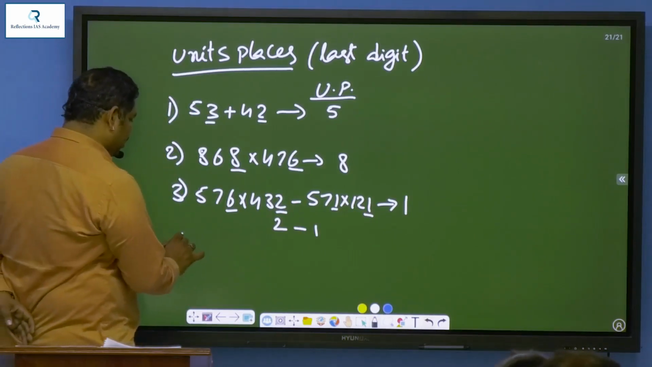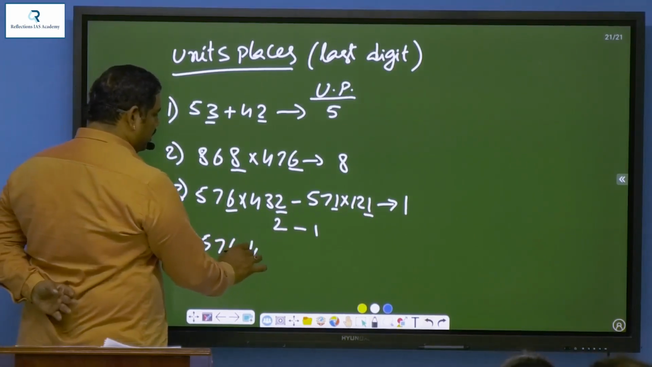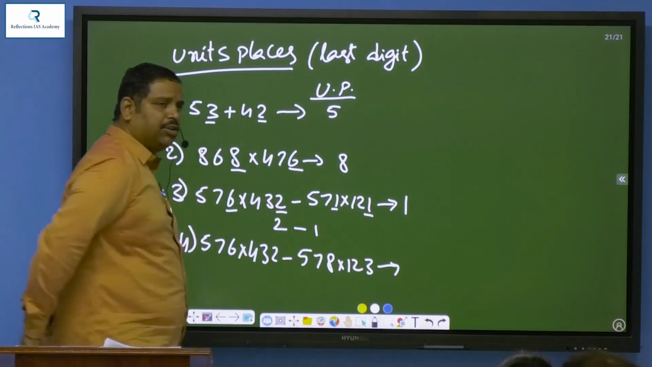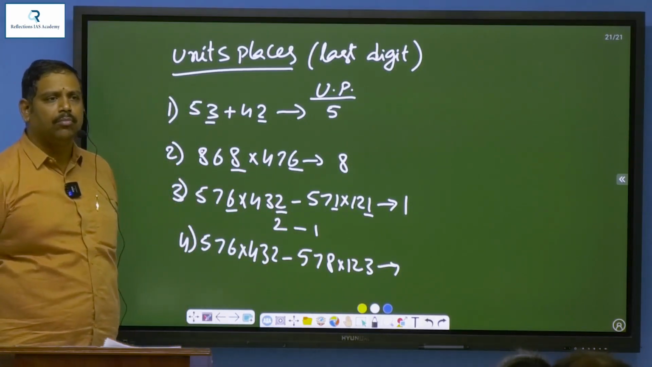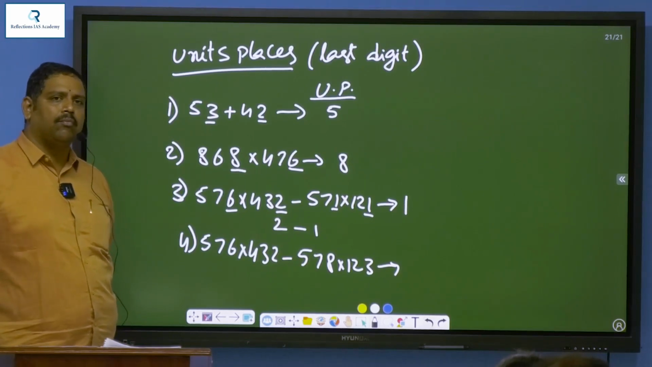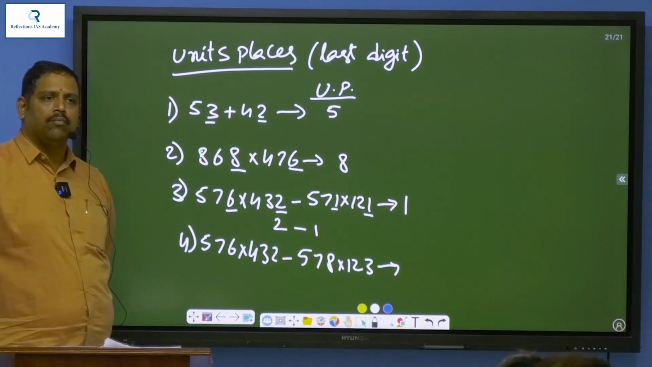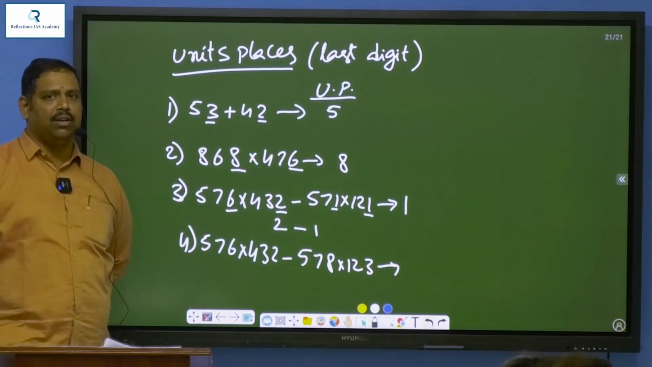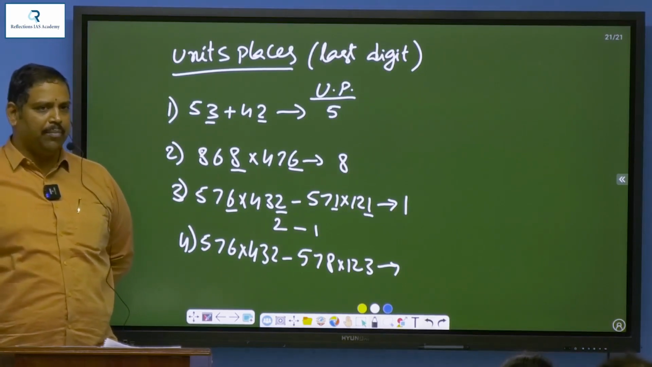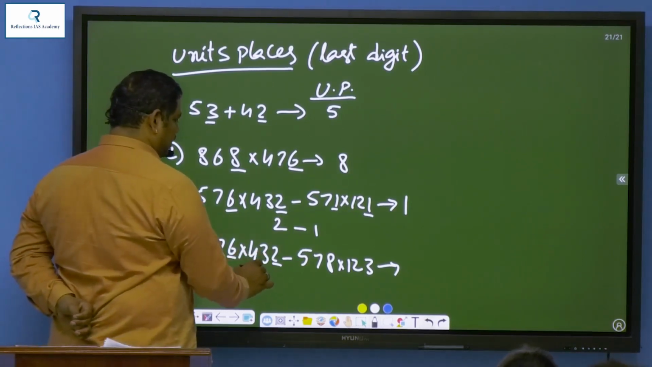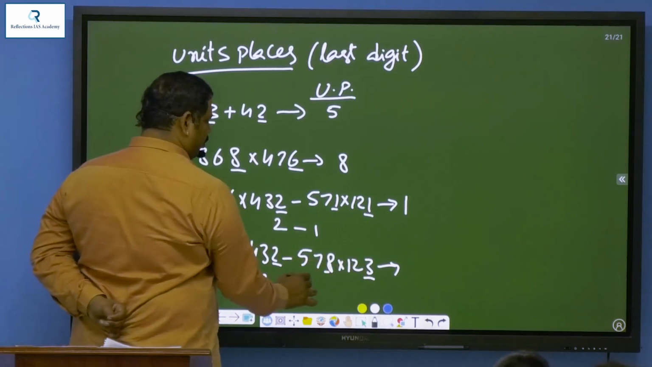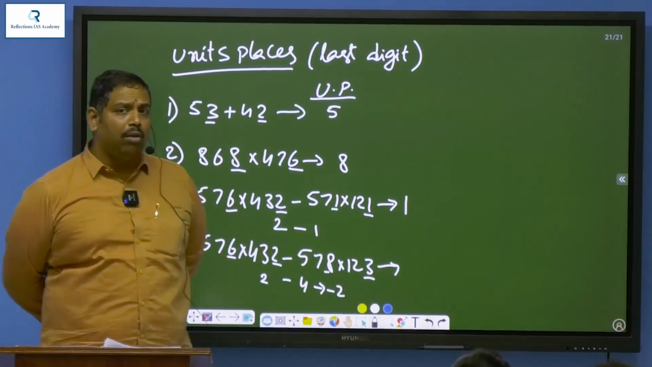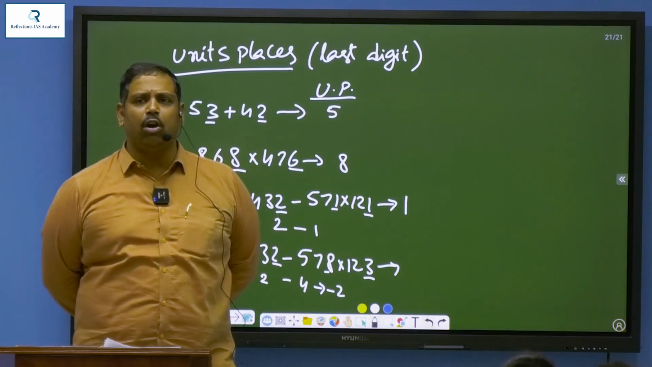Suppose the question is 576 into 432 minus 578 into 123. What is the units place? Tell me first. Good. Will you get a positive units place or a negative units place actually? Negative units place, right or wrong? So 6 2s are 12, which means 2, minus 8 3s are 24, which means 4. 2 minus 4 is how much? Minus 2. But will the units place be negative or always positive? Always positive. But you got negative.